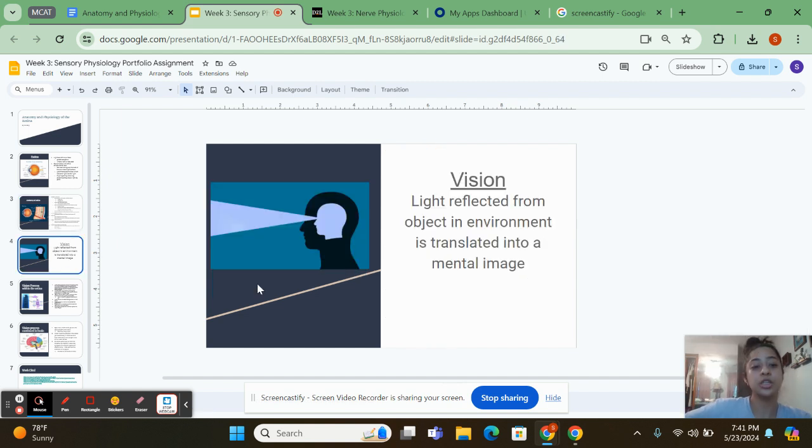So the retina is associated with our vision. And so vision is essentially when light reflected from an object in the environment is translated into a mental image, and that mental image is formed within our brain. So it's very important for there to be a clear communication between the eye and the brain.